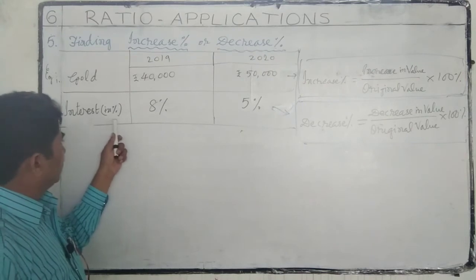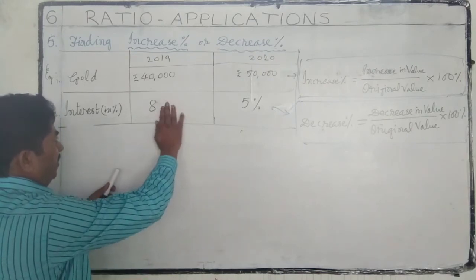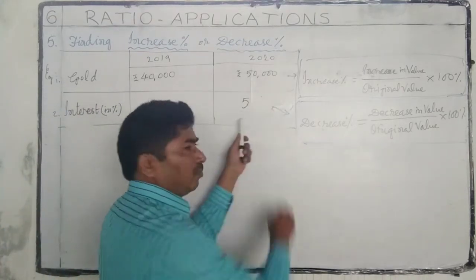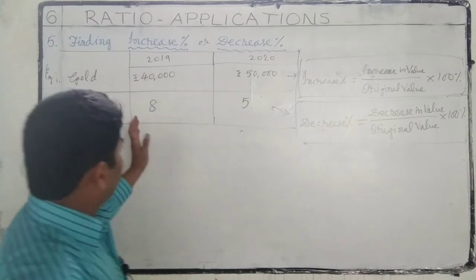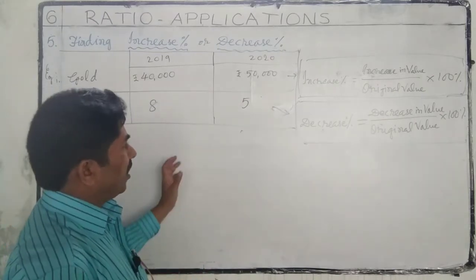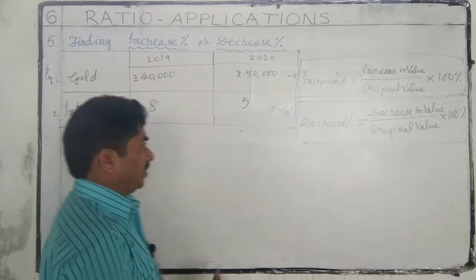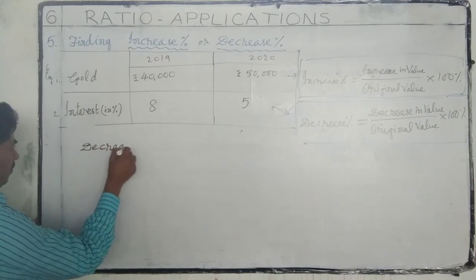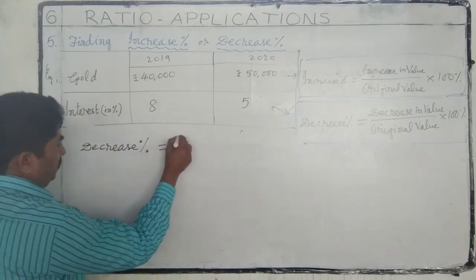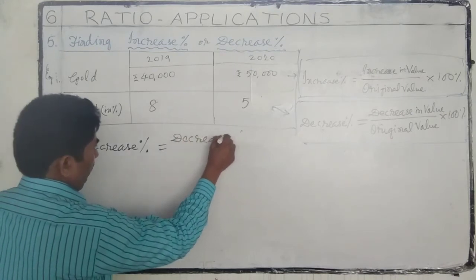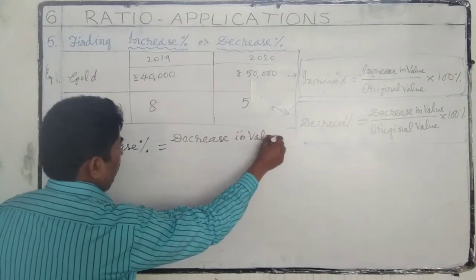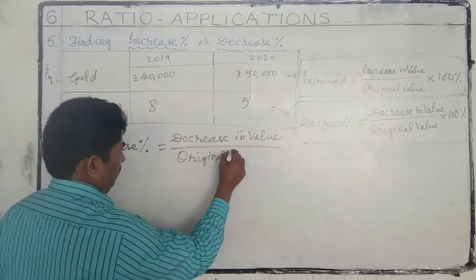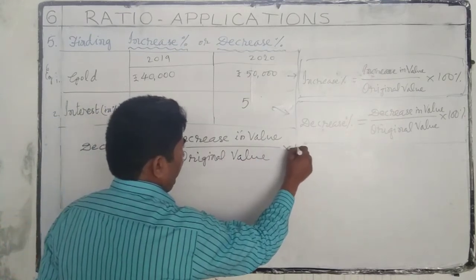Second example, interest in percentage. Last year banks gave approximately 8%. This year only 5%. Here the interest decreased. How much percentage decrease? To calculate this, decrease percentage is equal to decrease in value by original value into 100 percentage.